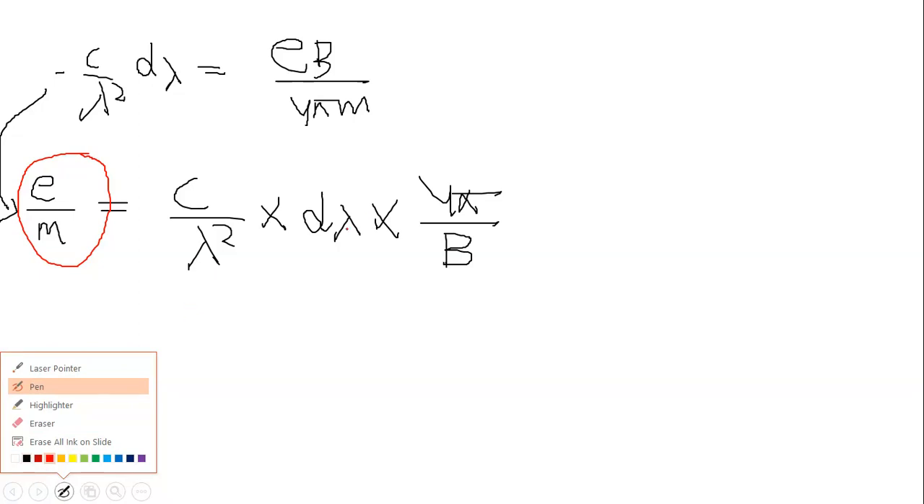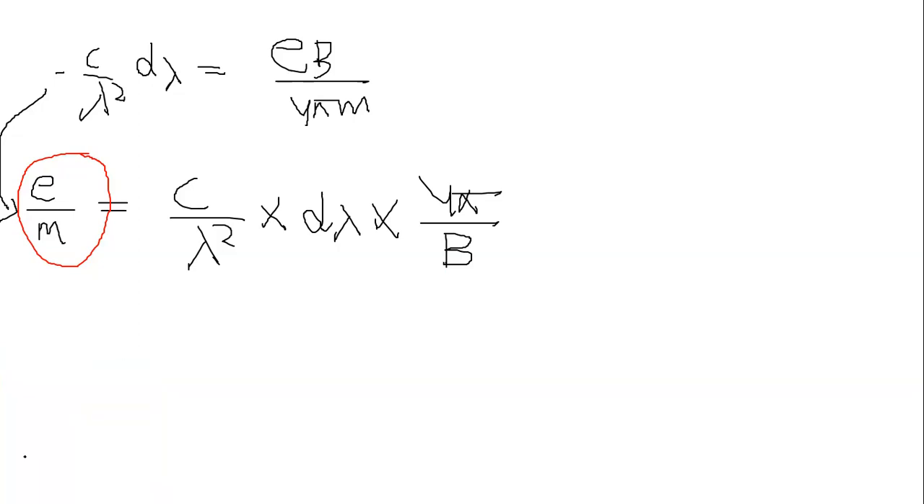So when we put all the values, we know the value of c. We have the value of lambda, d lambda, and B is 1 Tesla. So when we put all these values, we can calculate the ratio of e by m. So when we put here c as 3 into 10 to the power 8, divided by lambda, which is 450 nanometer.